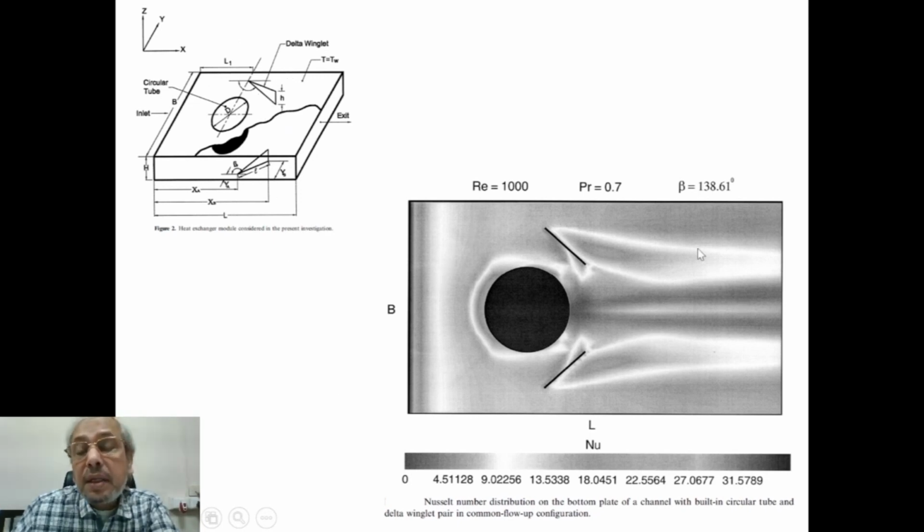On the bottom plate, the Nusselt number distribution, which is an index of heat transfer, has been plotted, and basically this is a color code, but we have converted the color picture into black and white, but you can see the variation of Nusselt number on this scale, and this gray scale also the variation of Nusselt number is indicated on the bottom surface. This is the location of the tube, and this is the location of the delta winglet pair.